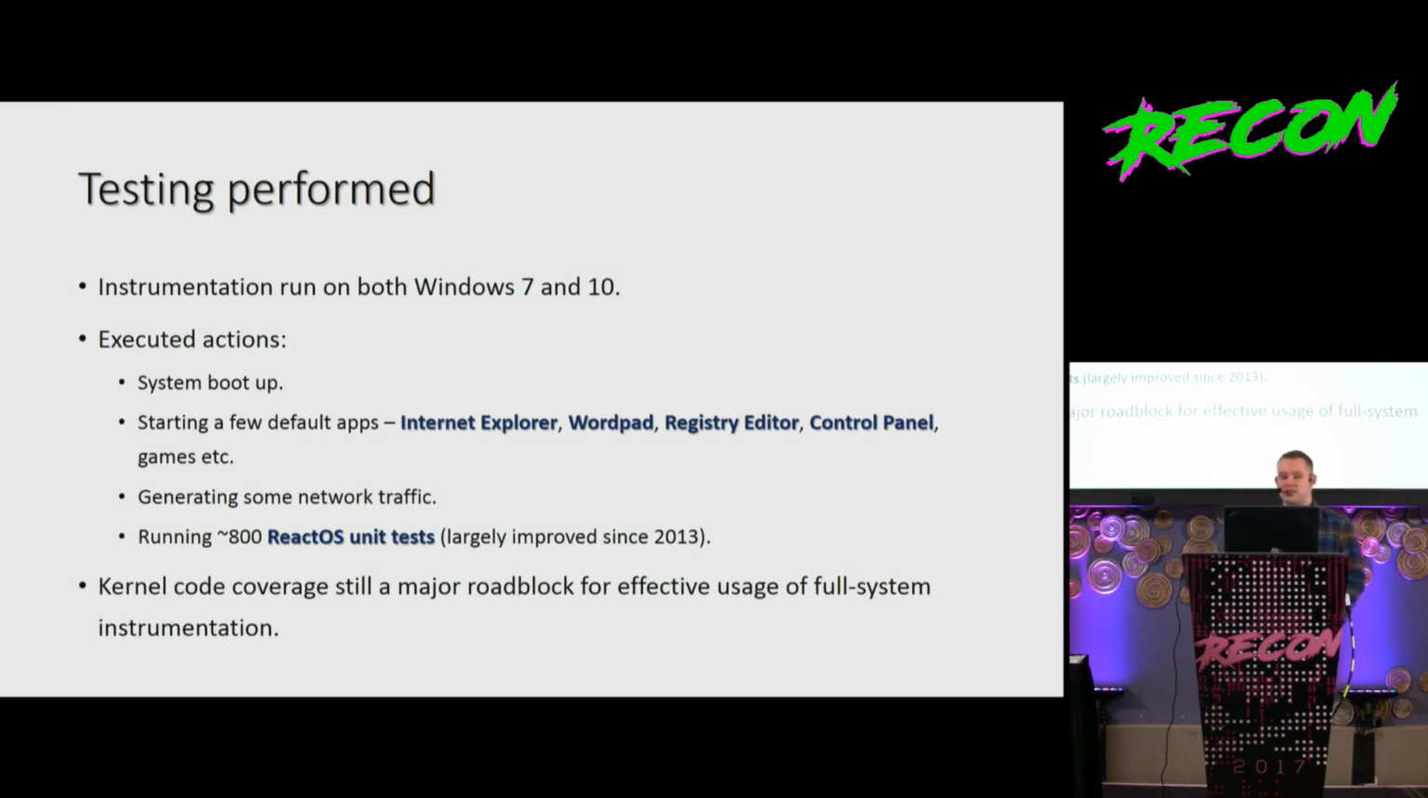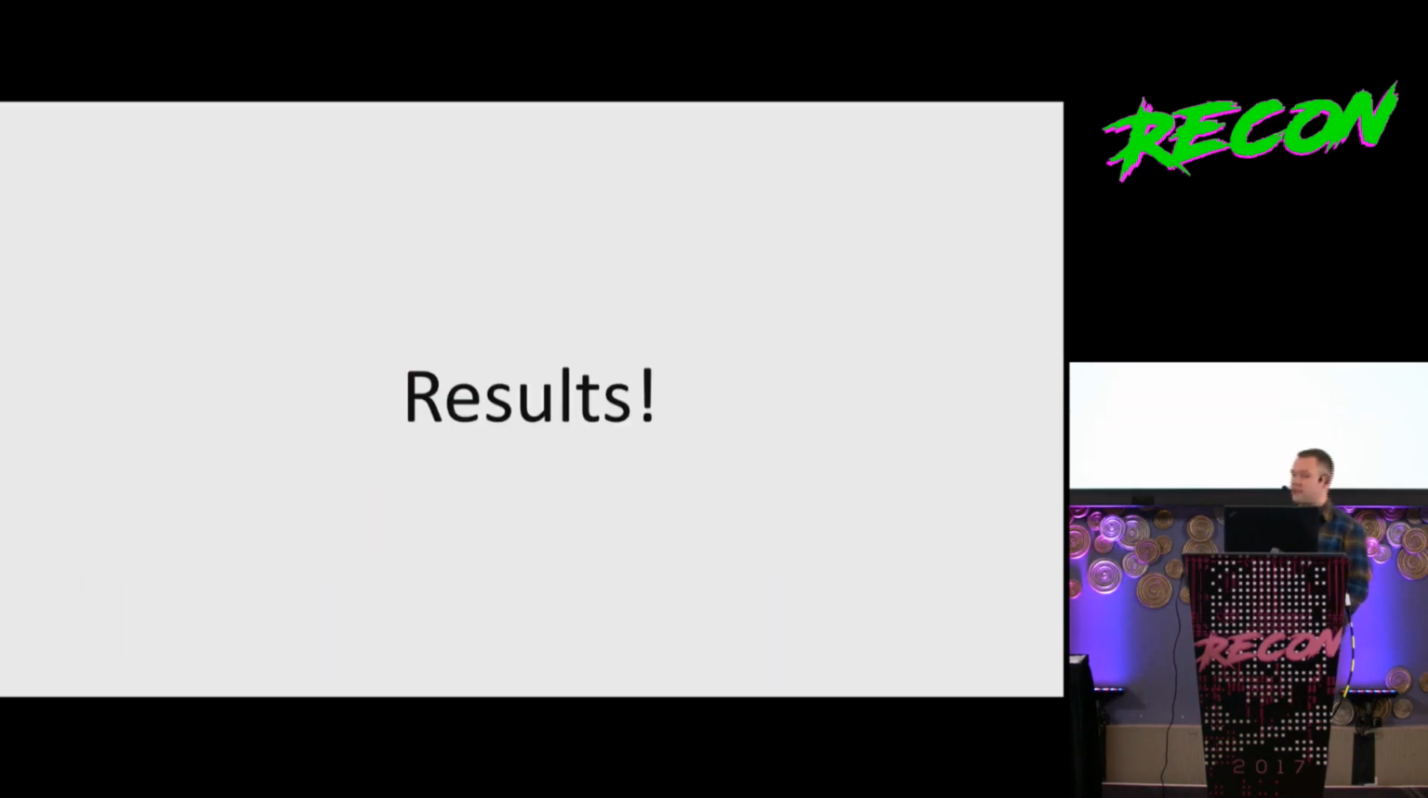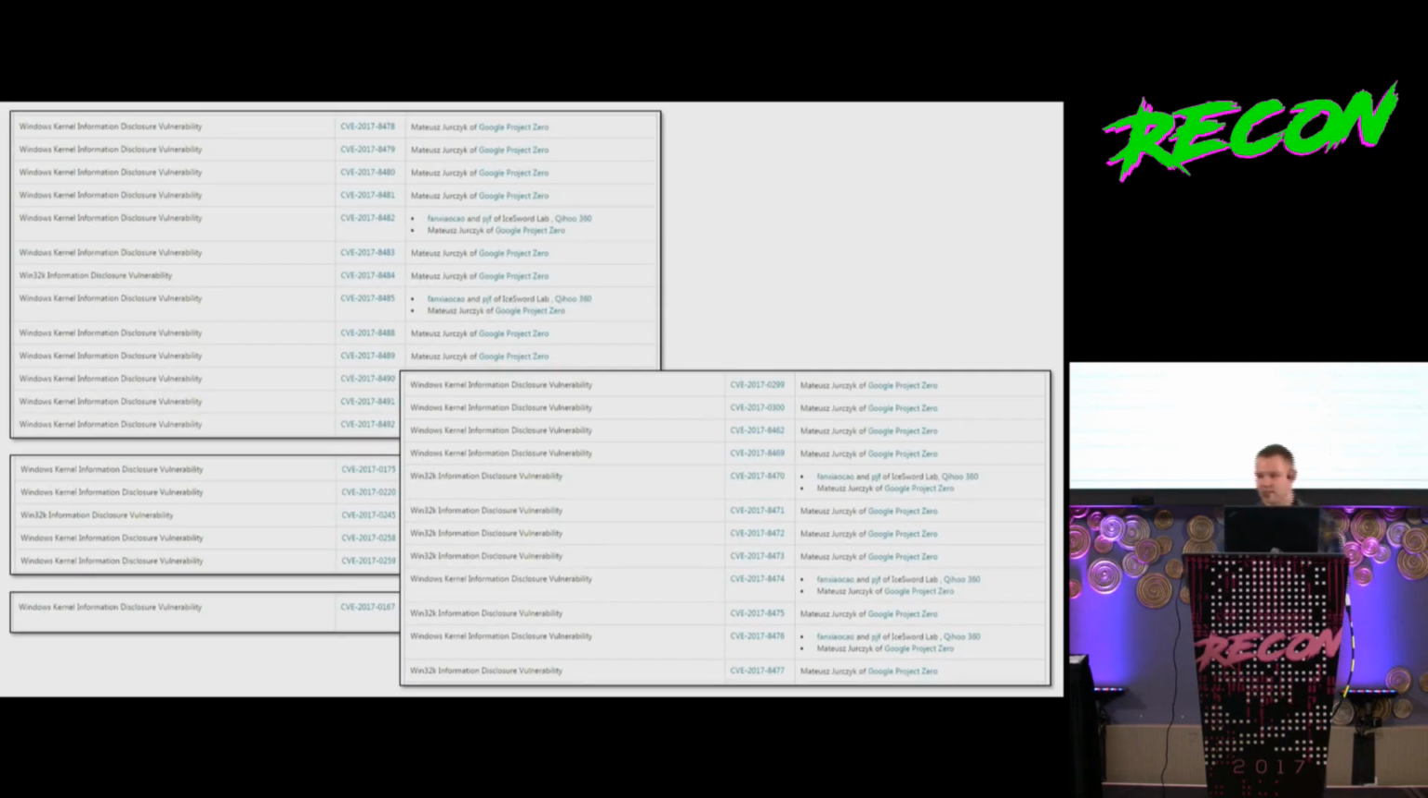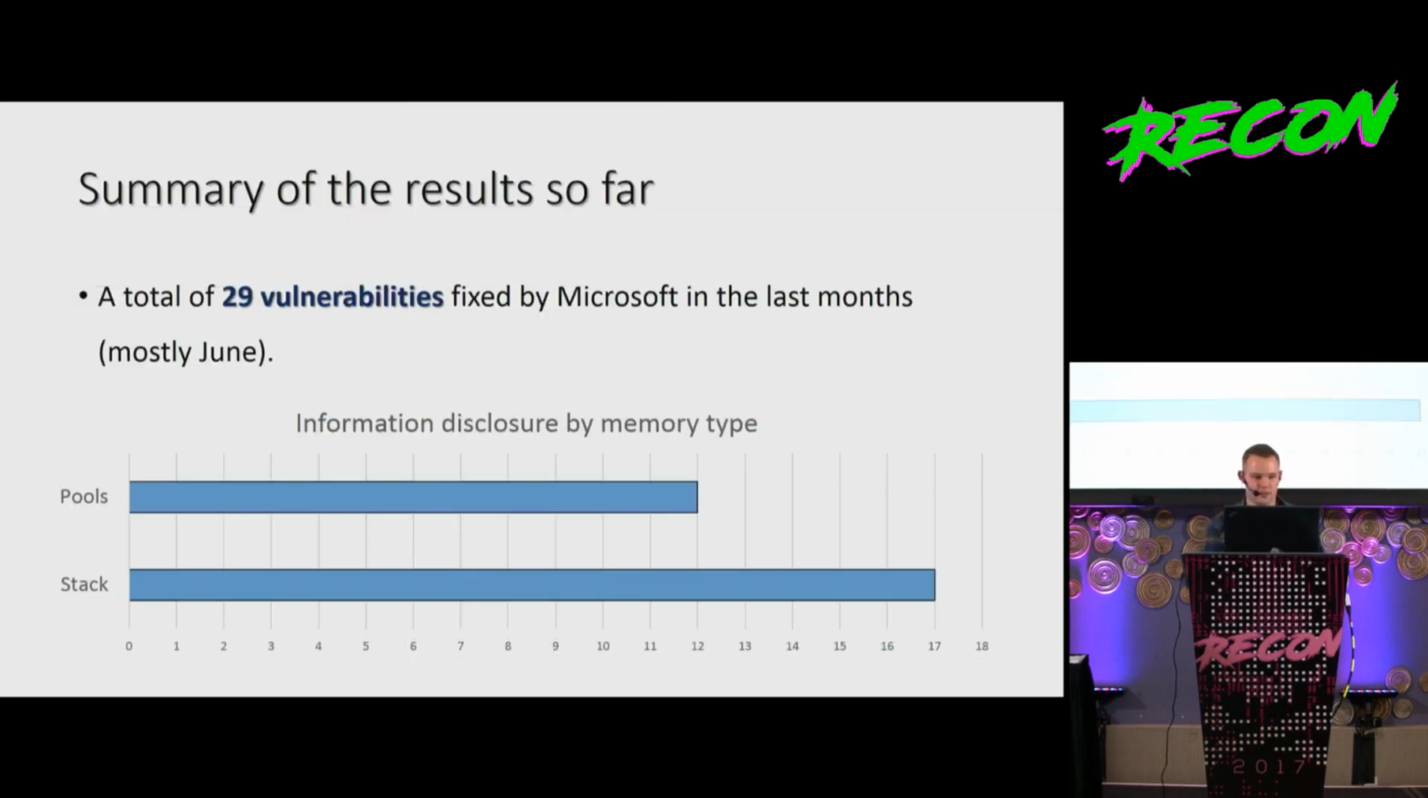But in general, I would say that code coverage in the kernel is still a very major roadblock for the effective usage of this kind of instrumentation, so improvements are always very welcome. So yeah, now let's look at the results. The results are basically just summed up here. So these are like 3 months of patch Tuesdays. 90% of the bugs are from 3 days ago, so from the June patch Tuesday. Yeah, that pretty much sums it up.